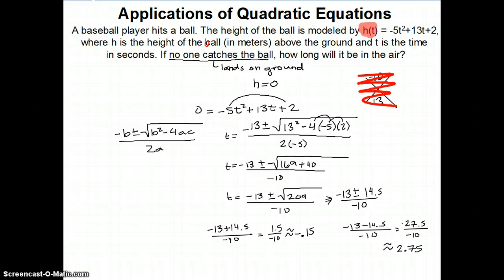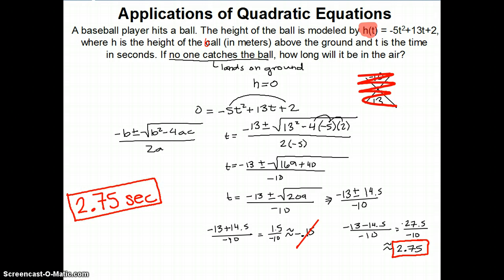Now we are talking time, so I'm not allowed to have a negative. So this first solution is not possible, which tells us that this second solution is our final answer. So it's going to take the ball about 2.75 seconds to land on the ground, or it will be in the air for approximately 2.75 seconds.